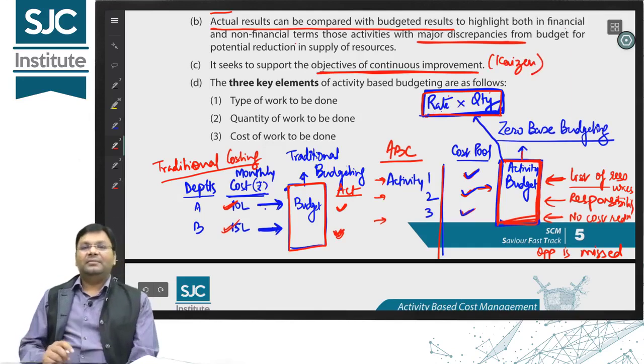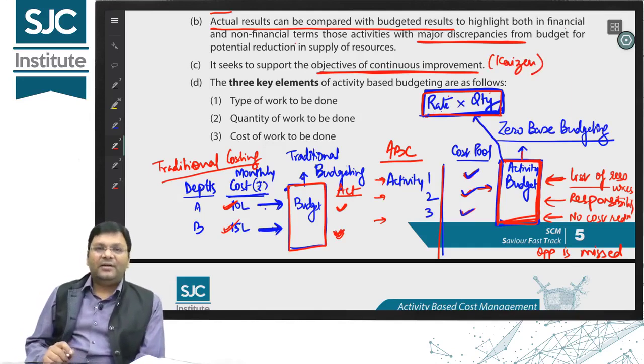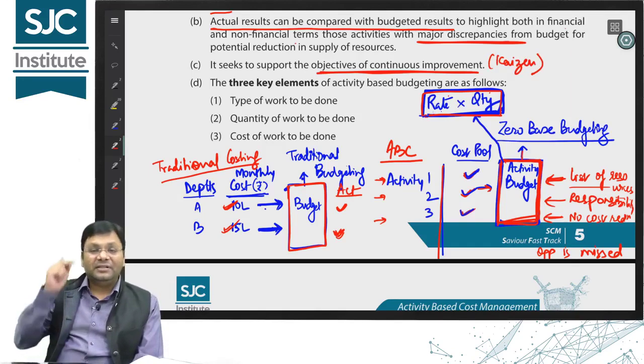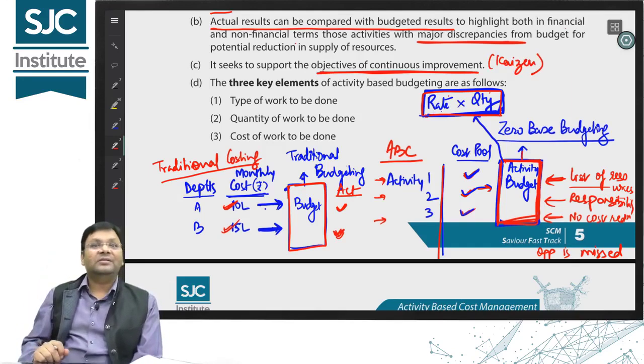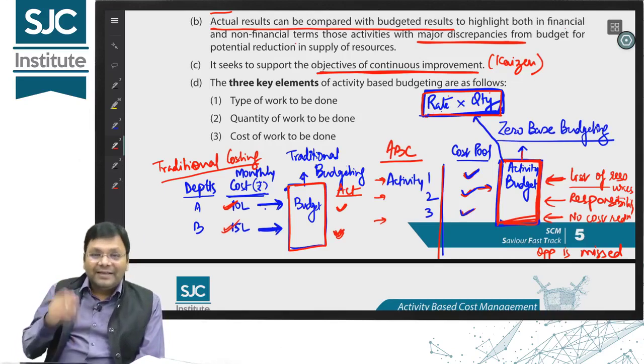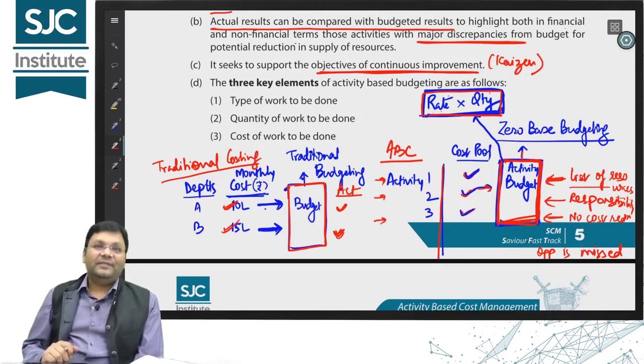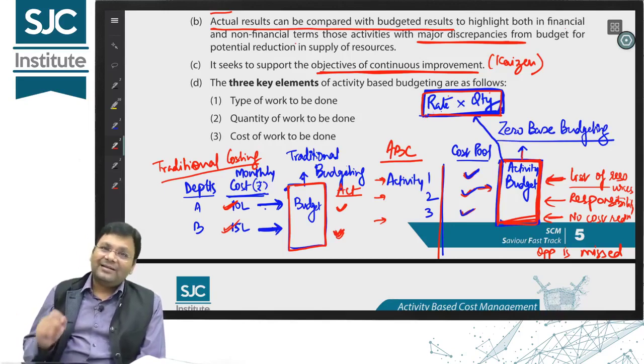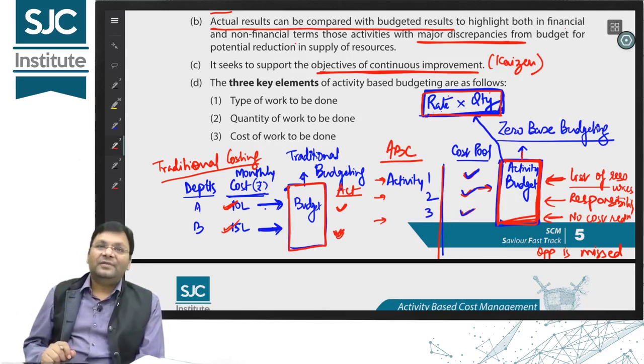Now there is a benefit of Kaizen. What is the benefit? Every time our managers are continuously thinking how to reduce cost, because in lieu of that they will be getting an incentive. So they will be thinking about ideas for reducing cost. If this work is done that way, if that activity is totally eliminated, the company will save this much. So they will start thinking only when you have some incentives for them. So that is the benefit.